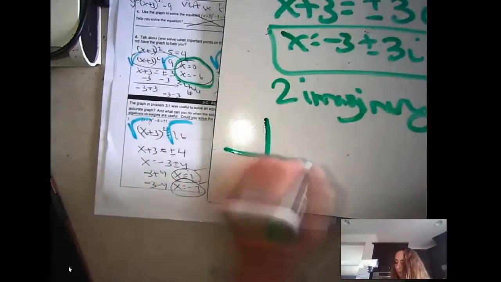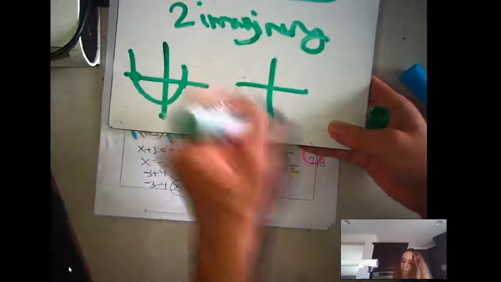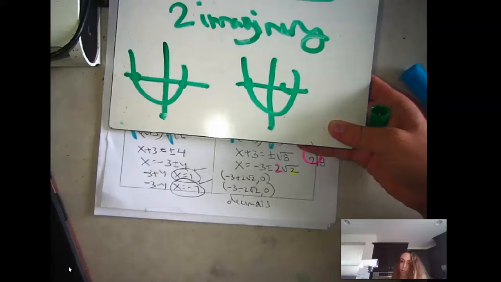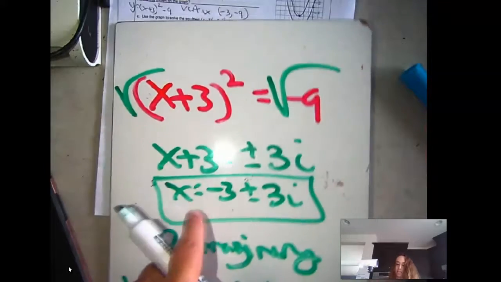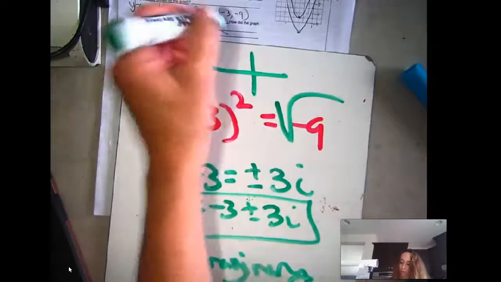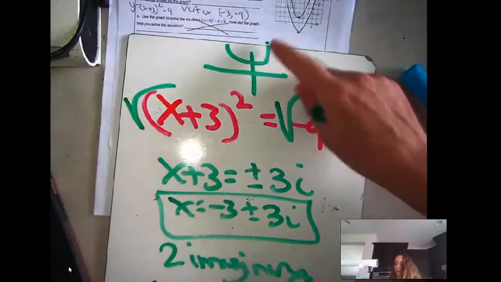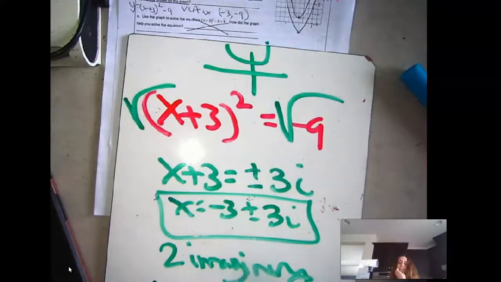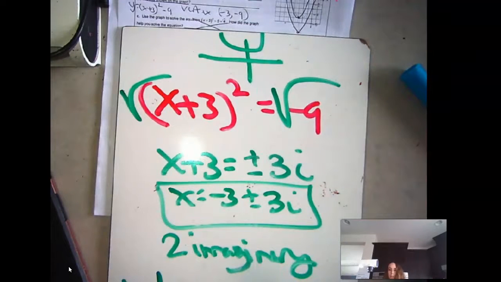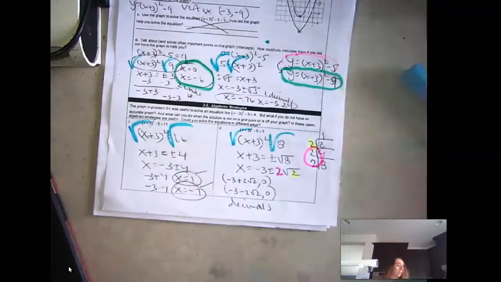So what's the difference in how it would look? This tells me that it crosses at -7 and 1 to make a U. This tells me it crosses in 2 decimal places, I'm just making it up, and crosses there. This tells me that when I graph it, it's going to be somewhere here. It's not going to touch the x-axis, that's why it's imaginary. Okay, we'll work on that more.